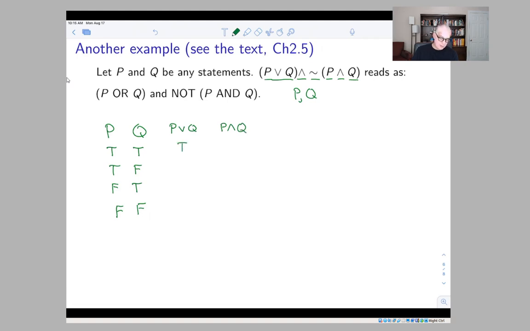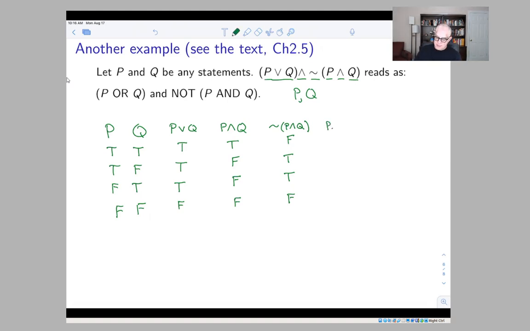So if they're both true, P or Q and P and Q are both true. If one of them is true, the or is true, but the and is false. And if they're both false, both and or are false. Now we have not P and Q. Well, not P and Q is what happens when you reverse P and Q. So it's false, true, true, false, corresponding to the opposite of what's going on with and.